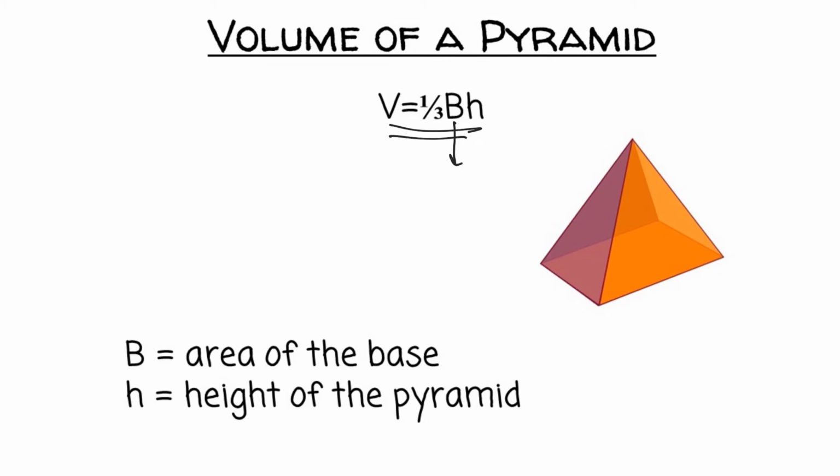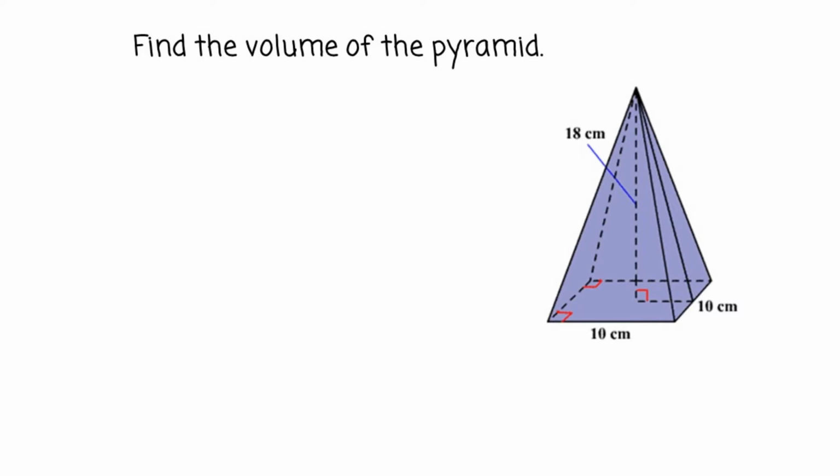We did give you specifics on the base for the cone because it has to be a circle. With a pyramid, though, it can be any polygon. That's why we just have to use capital B, the area of the base. Let's go ahead and try a couple of problems.